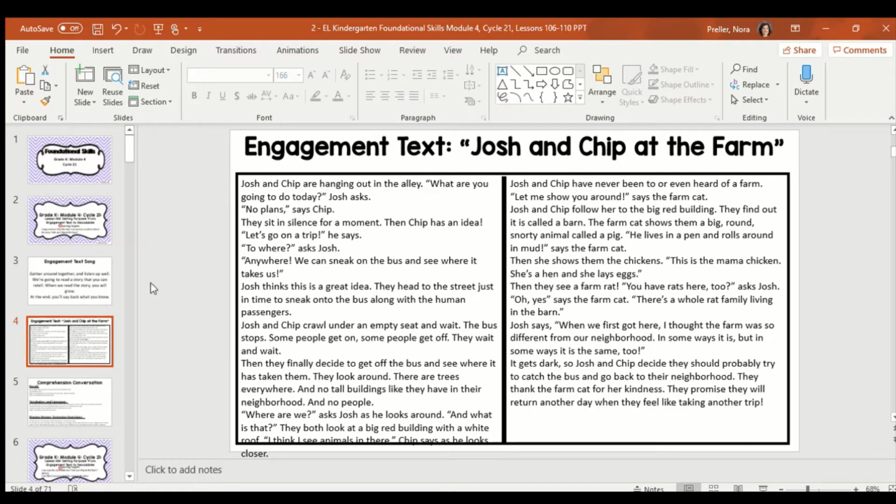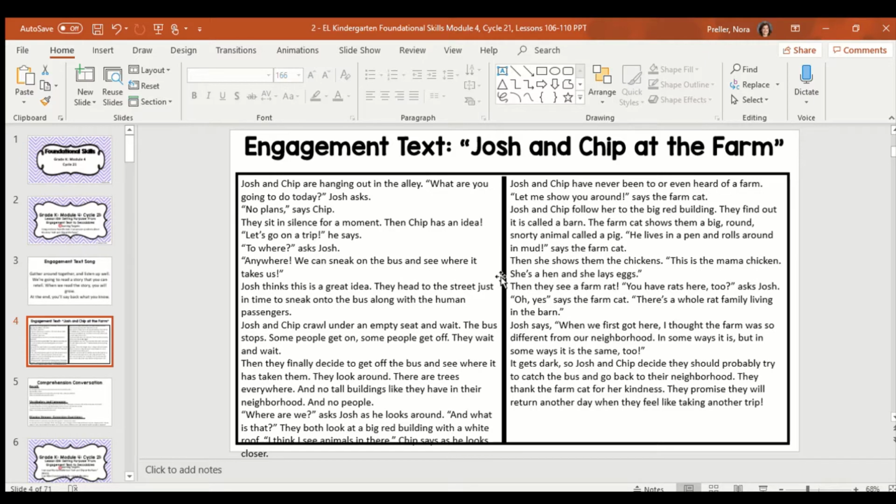Our engagement text is Josh and Chip at the farm. Are you ready? Josh and Chip are hanging out in the alley. What are you going to do today? Josh asks. No plans, says Chip. They sit in silence for a moment. Then Chip has an idea. Let's go on a trip, he says. To where? Asks Josh. Anywhere. We can sneak on a bus and see where it takes us. Josh thinks this is a great idea.